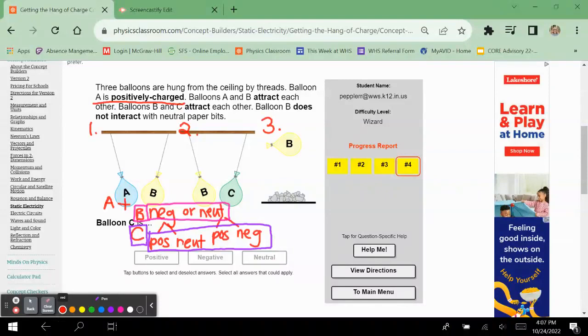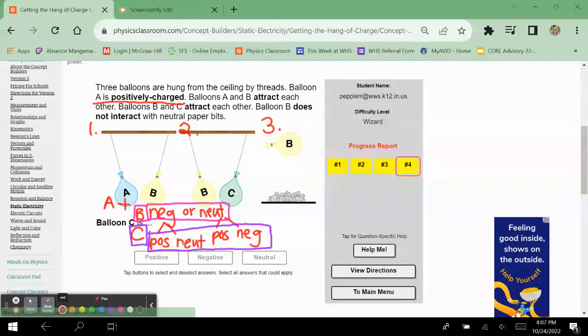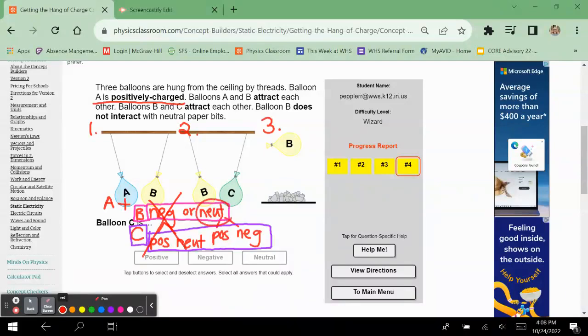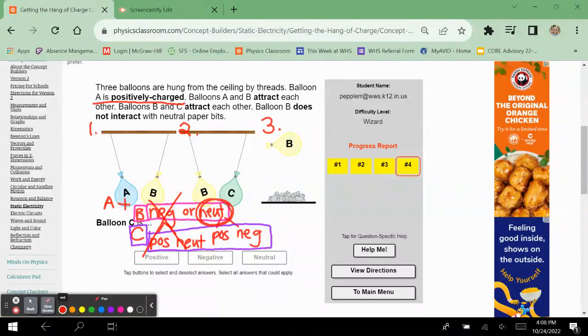Okay, let's see what this third information tells us. This third part of information tells us that B does not attract or does not interact with neutral paper bits, meaning that if B was negative, it would interact with those neutral bits. But since B is not interacting, that tells me that B is not negative. It tells me that B is neutral. Okay, B is neutral because it's not interacting. So the only options that leaves me with for C is C has to be positive or negative since we know that B is neutral.